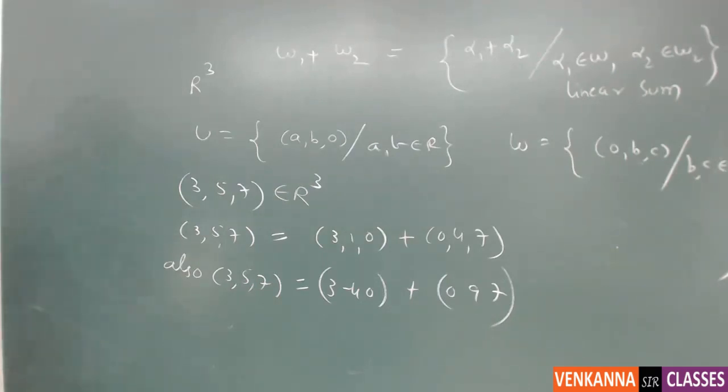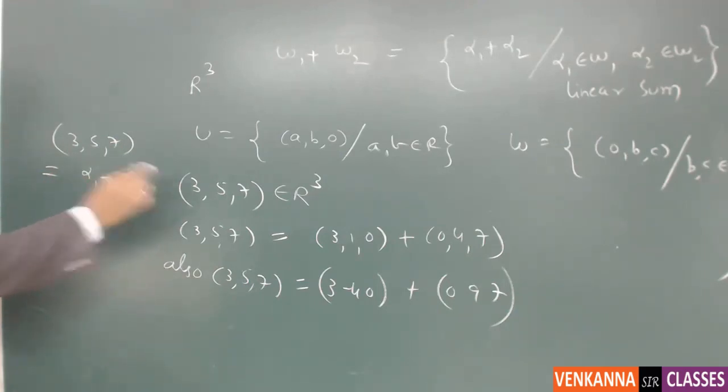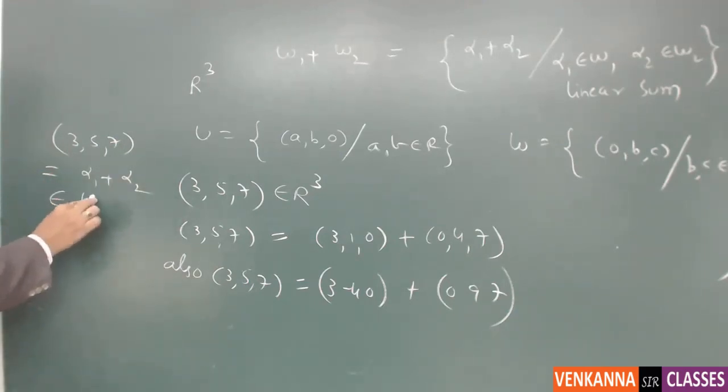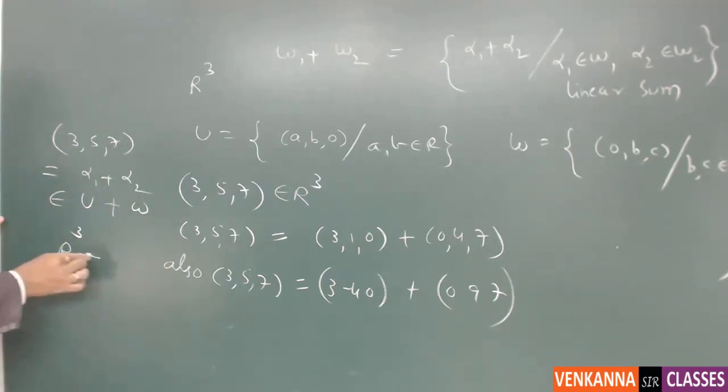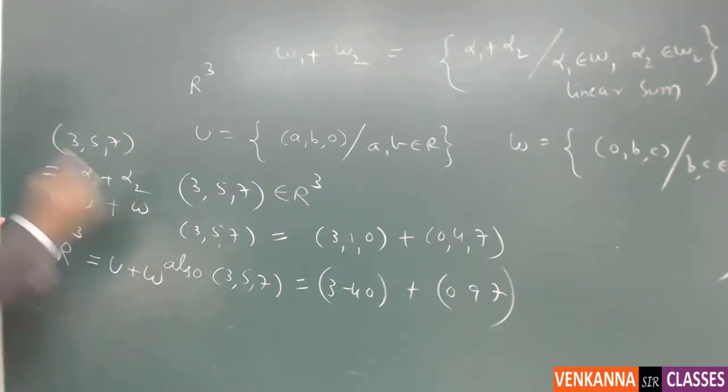So here R cube I have taken as the vector space. Here I considered two subspaces for R cube. One is the xy plane, the other one is the yz plane. So here I have considered a vector in R cube and I have represented this (3, 5, 7) as sum of two values, where the first value belongs to U and the second value belongs to W. Whenever this case is possible, we say that R cube is the linear sum U plus W.